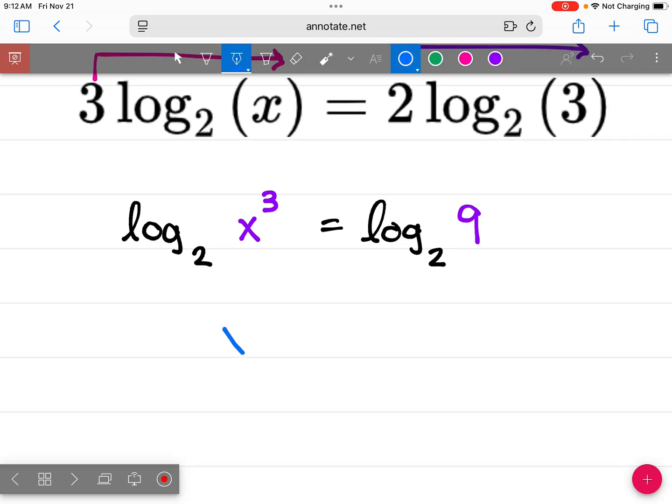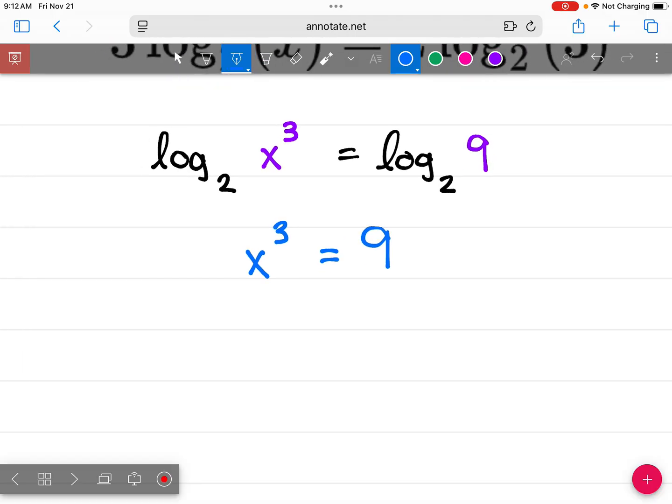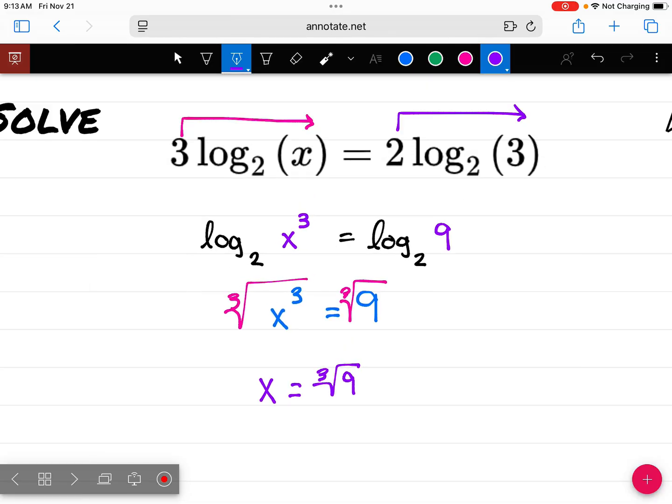So what we can do is look at these 2 arguments and find out, when does x cubed equal 9? How do I get my x? Cube root both sides. Do we know the cube root of 9? No. Cube root of 9, or you can put 9 to the 1/3, also okay. As long as that doesn't give us a negative base, we are fine.